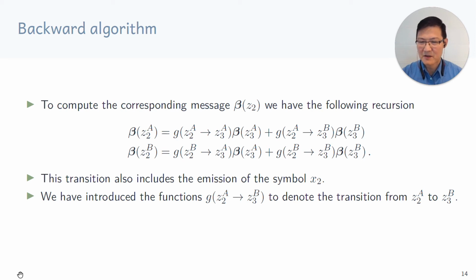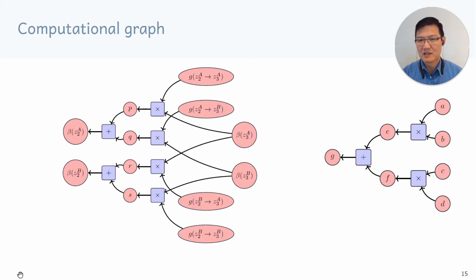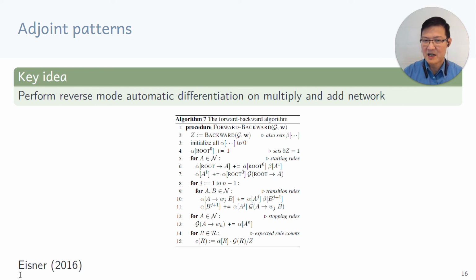Now, by collecting these nodes and carefully looking at how the messages are passed from right to left, you will get the following computational graph on the left-hand side. Okay? This computational graph is slightly different from the computational graph on the right. The key difference is that the betas are shared between the two parts of the computational graph. Right? It's essentially two copies of the computational graph we've seen before, except now the two copies have the same input, which is the beta of Z3A and the beta of Z3B. And by mechanically doing automatic differentiation, namely reverse mode automatic differentiation, we can derive the forward pass of the algorithm from the backward pass algorithm. And this is what has been done by Jason Eisner in this algorithm here.